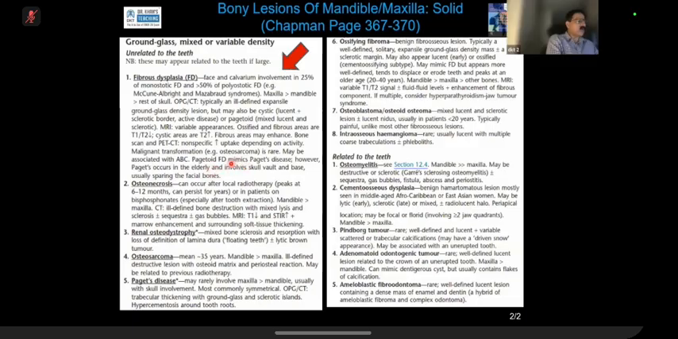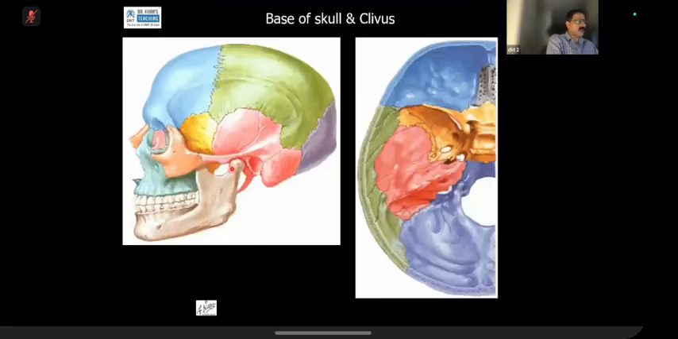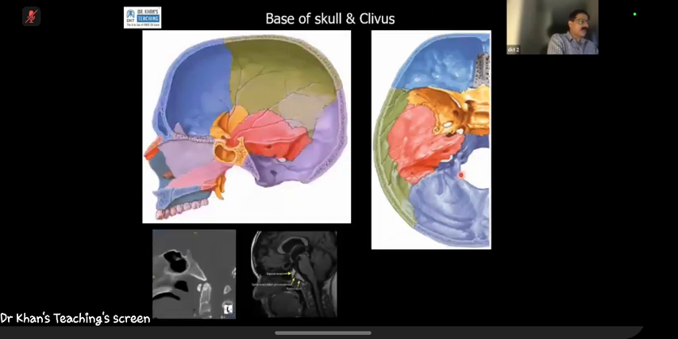Yeah. And now another thing is skull vault and base. So vault, and you got it right. Actually, you did mention this, but basically in our case there were other discriminators. A bit of anatomy of the base of skull. I just wanted to highlight the anatomy of the clivus. So this is the clivus.